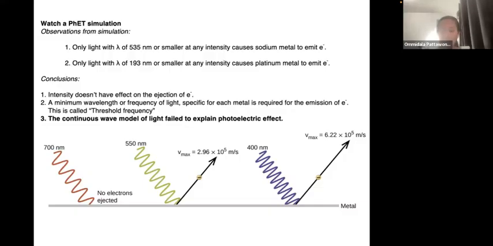For example, sodium metal is going to require a wavelength of 535 nanometers or smaller for electrons on the surface of sodium metal to be ejected, right? So for any wavelength above this 535, you will not observe any ejection of electrons. Okay, and for platinum metal, it's going to require a wavelength of 193, which is related to the UV region, or smaller, to cause the emission of electrons from the platinum metal.